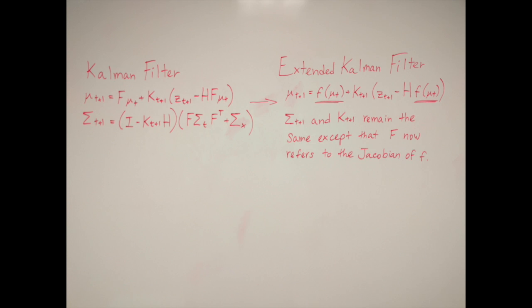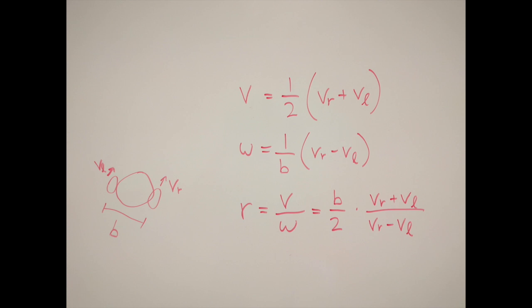First, we replace the matrix f in the equation for mu t plus 1 with our nonlinear function little f. Then we substitute the Jacobian of little f, here marked as big F, into the equations for mu sub t plus 1 and k t plus 1. We then move to redefine our model using the robot's angular velocity.